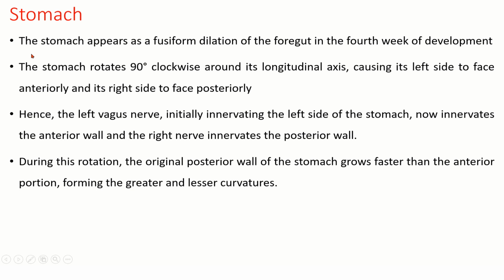Stomach. Again, the stomach appears as fusiform dilatation in the 4th week. It rotates 90° clockwise around its longitudinal axis, so that the left side becomes anterior and the right side becomes posterior. So the left vagus nerve supplies the anterior surface and the right vagus supplies the posterior surface. During this rotation, the original posterior wall grows faster and forms the greater curvature, whereas the anterior wall forms the lesser curvature.